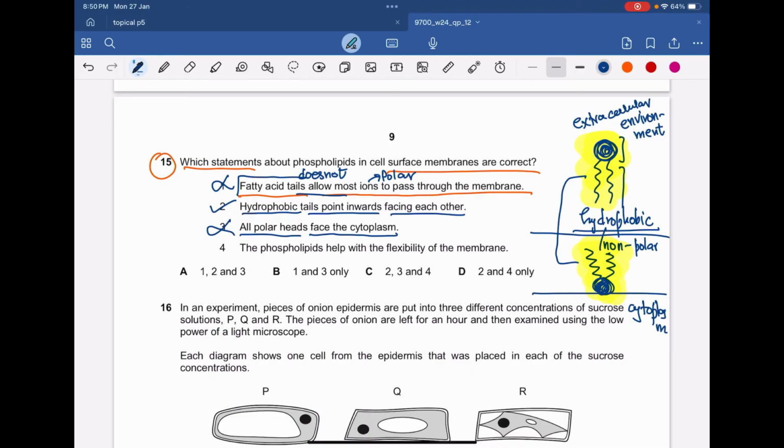Now let's move on to statement 4 and see what they are saying in statement 4. It says that the phospholipids help with the flexibility of the membrane. Yes, this statement is absolutely correct, that this is the function of the phospholipids, that it helps with the flexibility of the membrane. Hence the answer to this question is option D, 2 and 4 only.